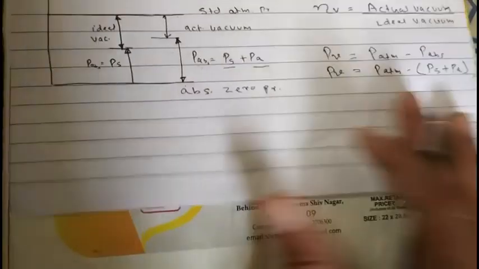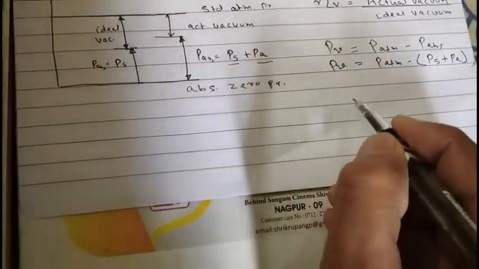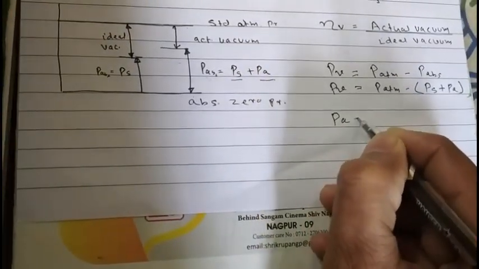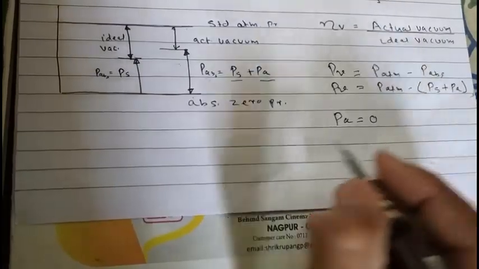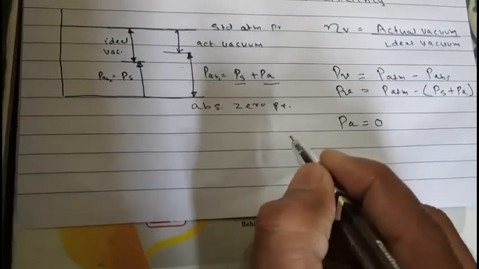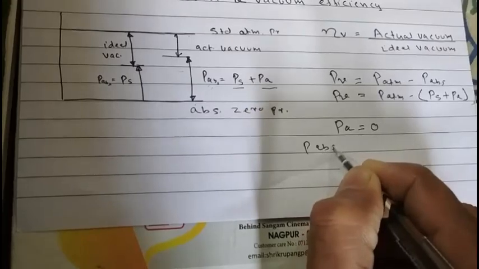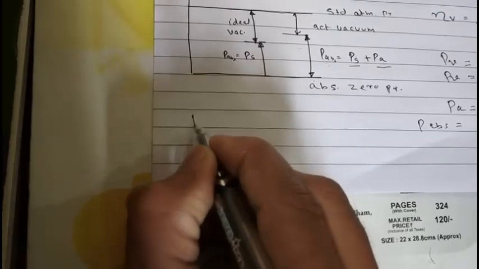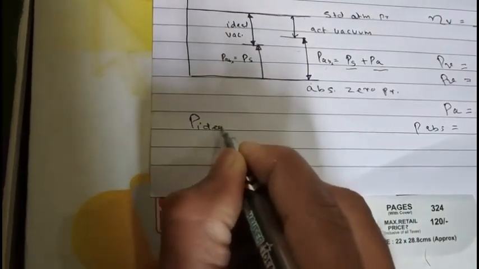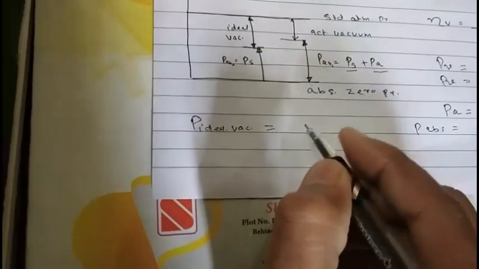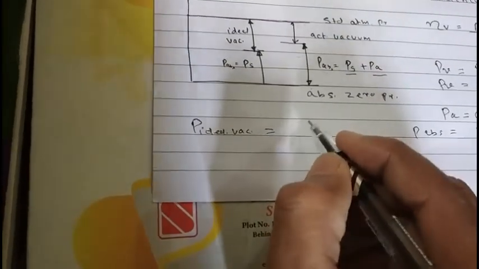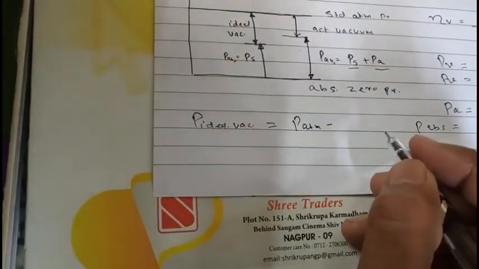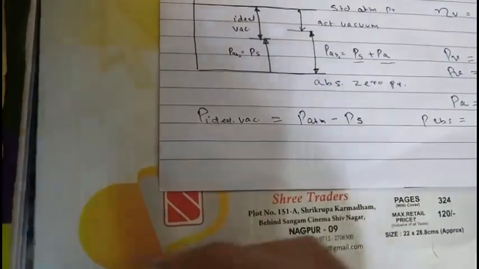Most of the time this is given in the numerical. What we have to find out is the ideal vacuum. Ideal vacuum is when there is no air, so the pressure due to the air will be zero. So the total absolute pressure will be equal to the pressure of the steam. So ideal vacuum will be equal to atmospheric pressure minus partial pressure of the steam.